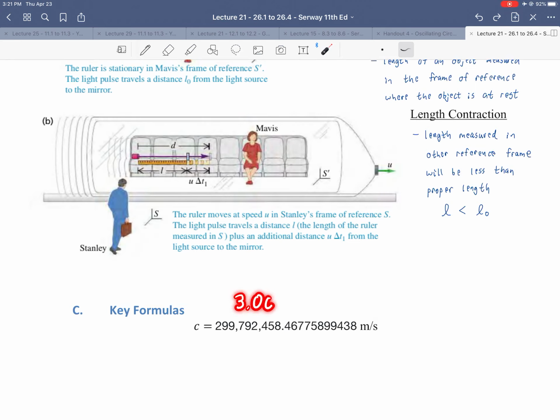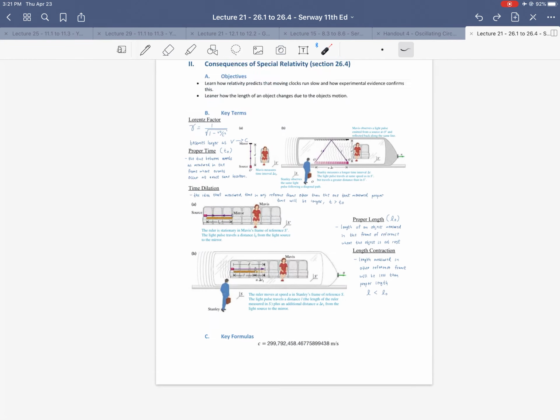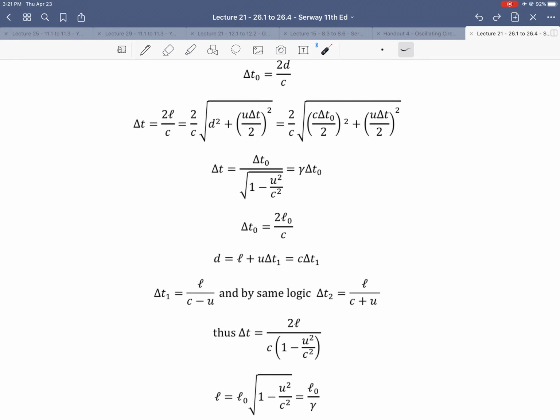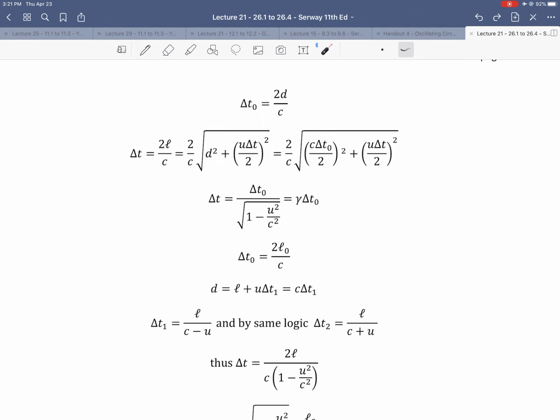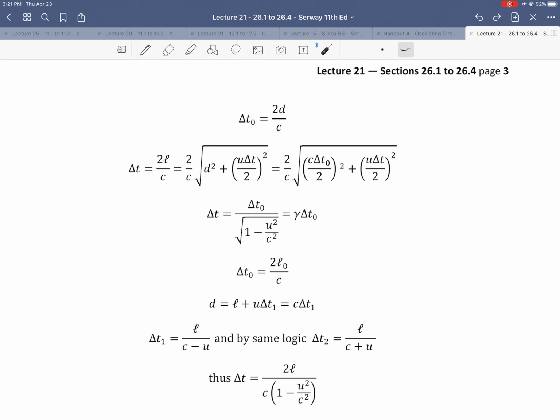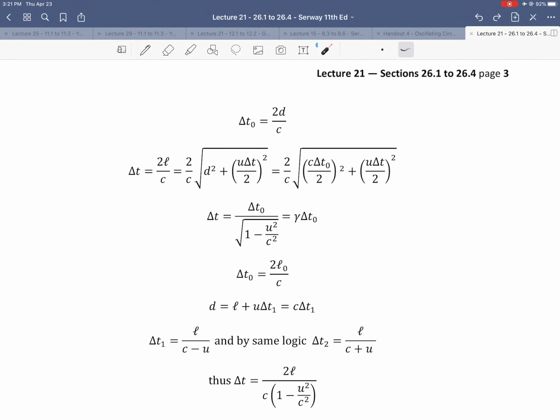But for most of the time, we're just going to use 3.00, because to 3 sig figs, it would round to 3.0 times 10 to the 8 meters per second. So that's fine to 3 significant figures. Okay, so now the rest of the formulas. I want to go through these formulas and then we'll finish this video.